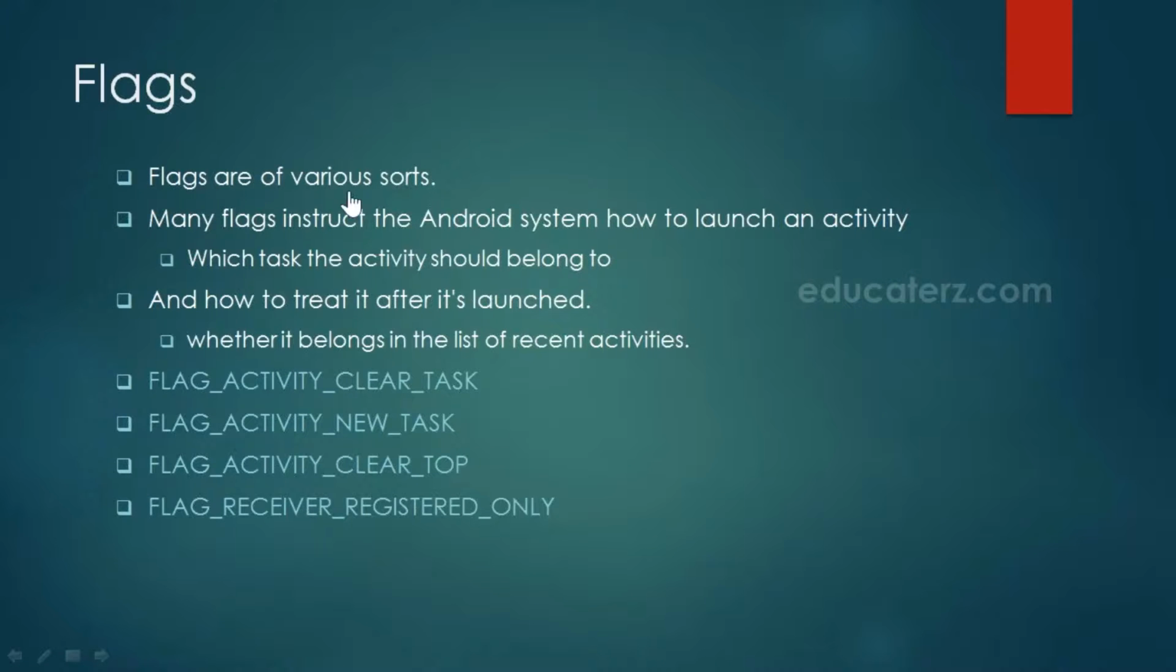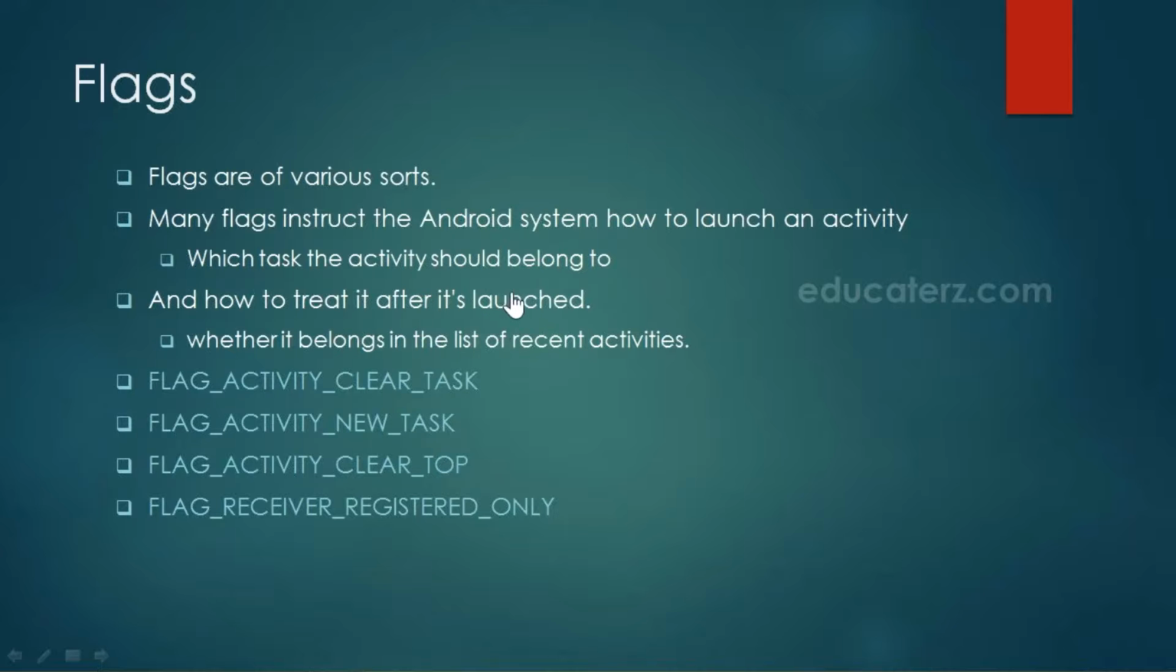So flags come in various sorts. We have different sorts of flags available. Many flags instruct the Android system how to launch an activity, like which task the activity should belong to. When you launch something, whether it should be in recent applications or not, and if not, where it should go. All these things will be there. And how to treat it after it has been launched.